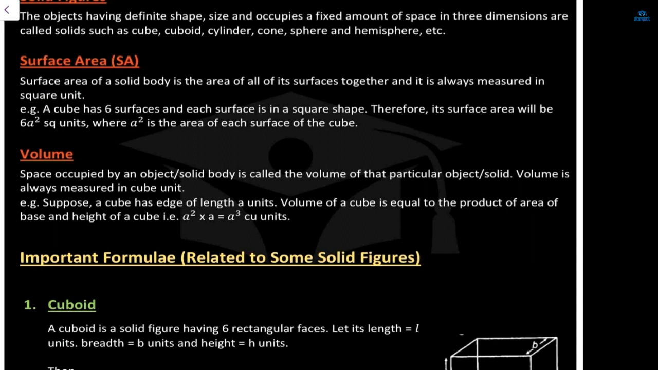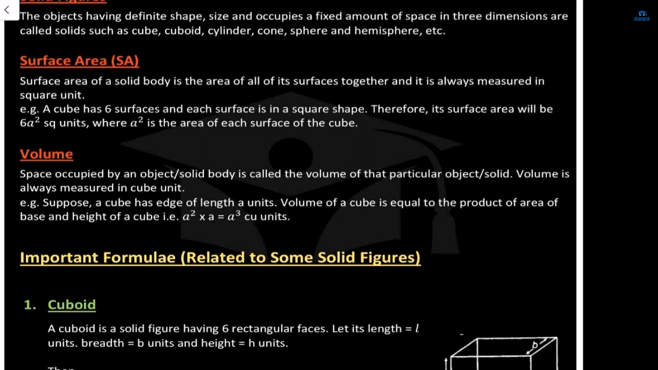So when you find the area of the 6 surfaces, find the area of one of the surfaces and multiply, because all the surface areas will be the same. If you find the surface area of one wall and then multiply by 6, you'll get the surface area of the complete room. Now this was about the surface area.